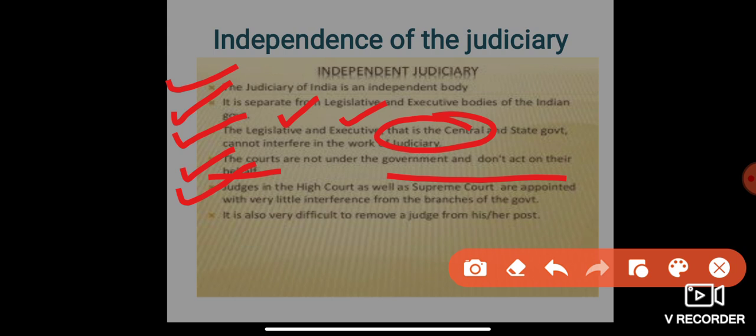Also, judges in the high court as well as the supreme court are appointed with very little interference from the branches of the government. So they are an independent body. Even the judges of the high court as well as the supreme court are appointed with very little interference from any of the government branches. It is also very difficult to remove a judge from his or her post. Once a judge is appointed, it is very difficult to remove them.